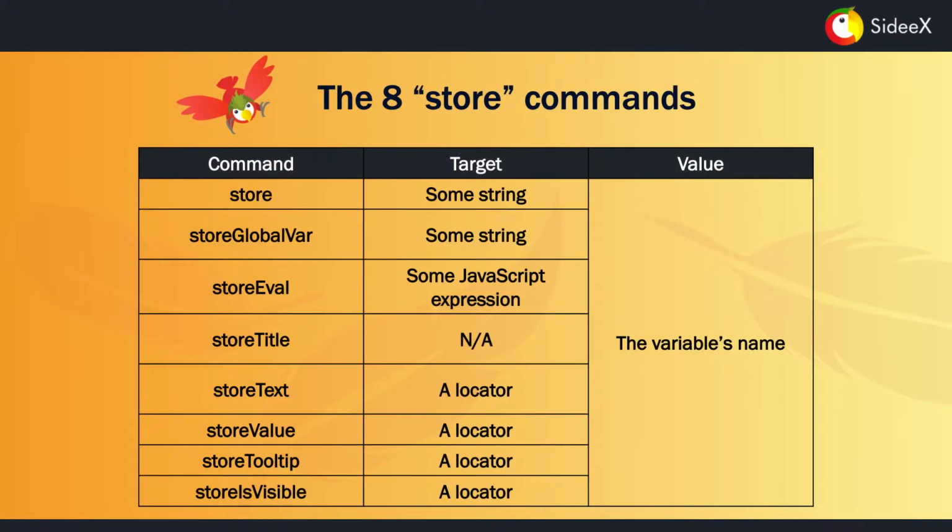There are 8 store comments in the current version of the CDEX Recorder. The main function of the store comment is to store some content into a variable, so your test case can execute further operations with the variable. The target and value for each comment is organized into the following table. Since all of these comments are storing something into a variable, the value field for all the 8 comments are the names of your variable, as shown in the table. These 8 comments can then be subgrouped into 2 categories.